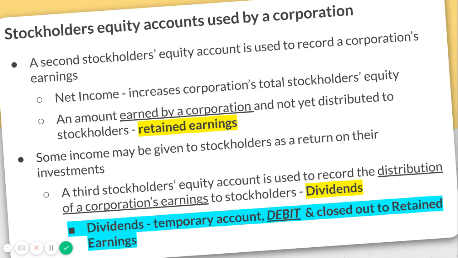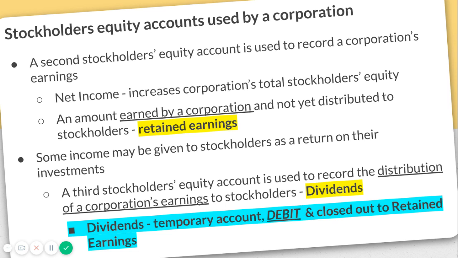A second stockholders' equity account is used to record a corporation's earnings. So we know this as the net income. This increases the corporation's total stockholders' equity. An amount earned by a corporation and not yet distributed to stockholders is retained earnings. Some income may be given to stockholders as a return on their investment. A third stockholders' equity account is used to record the distribution of a corporation's earnings to stockholders. These are your dividends.